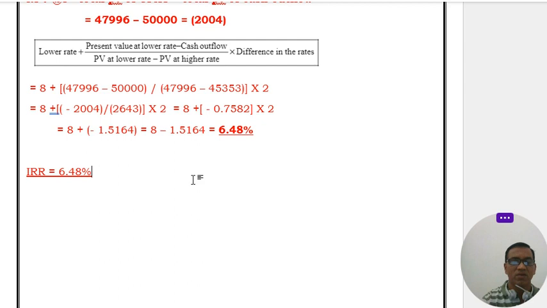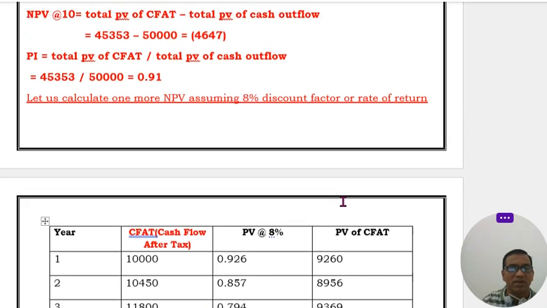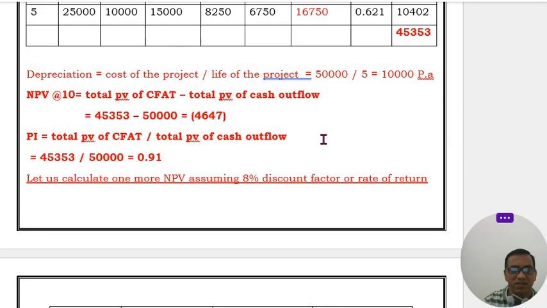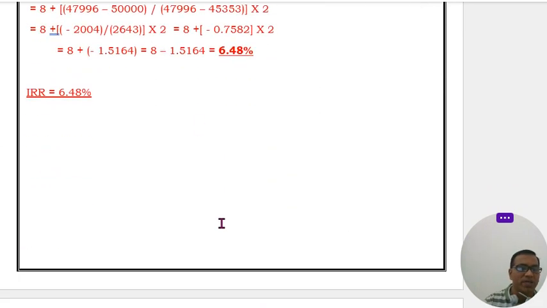Decision is simple. If NPV is positive, accept the project. If NPV is negative, reject. What about PI? If PI is more than 1, accept; if PI is less than 1, reject. Here PI is less than 1, so reject the project. What about IRR? Compare it with the given cost of capital, the minimum required rate of return. If IRR is more than the cost of capital, accept. If IRR is less than the cost of capital, reject the project. So this is how to calculate.